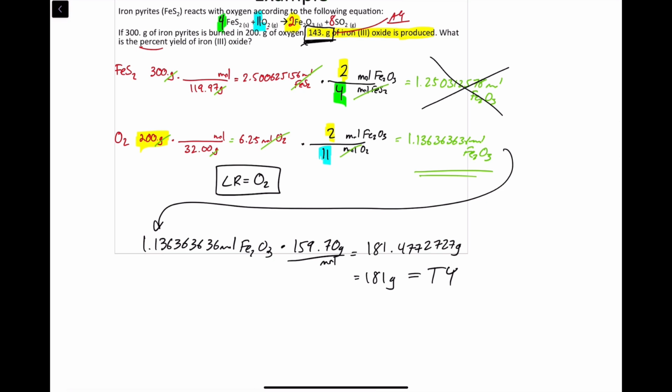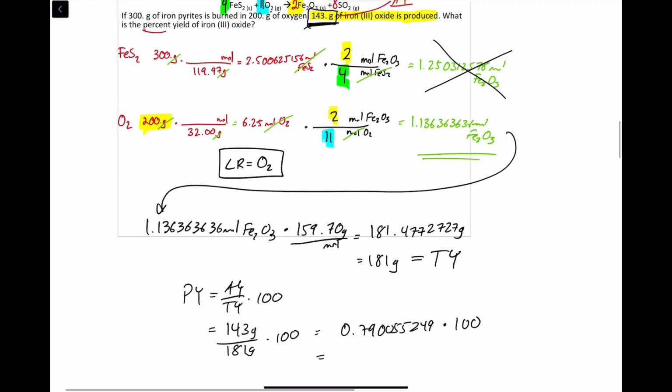Now, as we saw before, percent yield is just actual yield divided by theoretical yield times 100. Our actual yield, as we got from the question, is 143 grams divided by 181 grams times 100. And so what we will get is 0.7900555249. And we're going to multiply that by 100. And if we round to three significant figures, we will get 79.0%. So that right there is our percent yield for this reaction. If we got 143 grams out of 181 grams, our percent yield is 79%, not too bad.